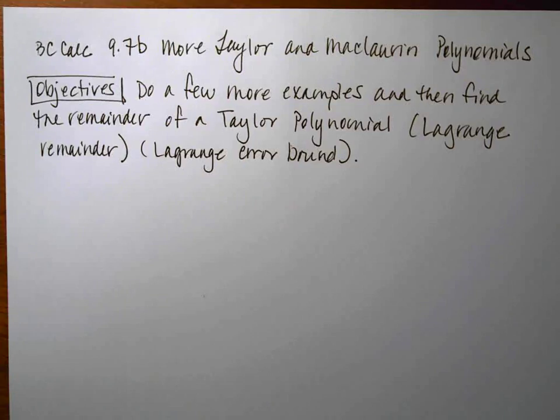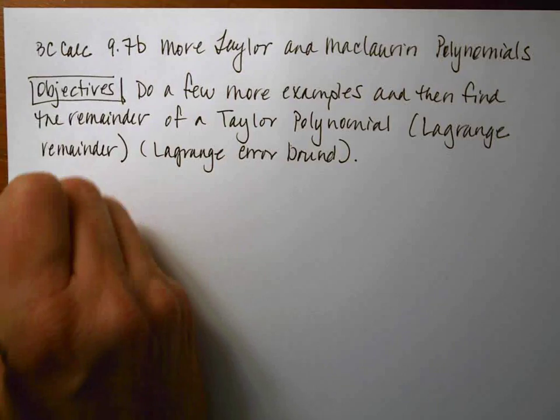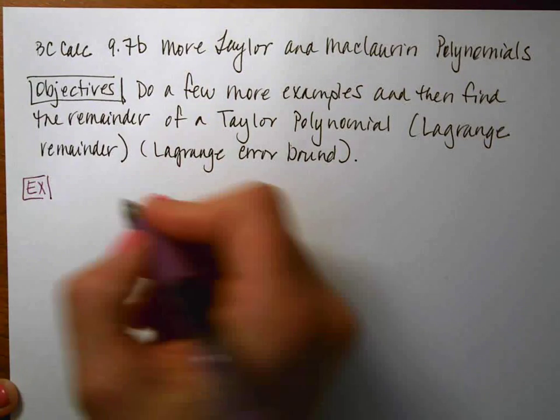We're going to be doing a little bit more work with our Taylor and Maclaurin polynomials. At the very end of our video, we are going to do an example on the Lagrange remainder, or the remainder of the Taylor polynomial, and then we will eventually do a little bit more work with that, potentially on a C video. So let's just jump right back in with an example of yesterday's work.